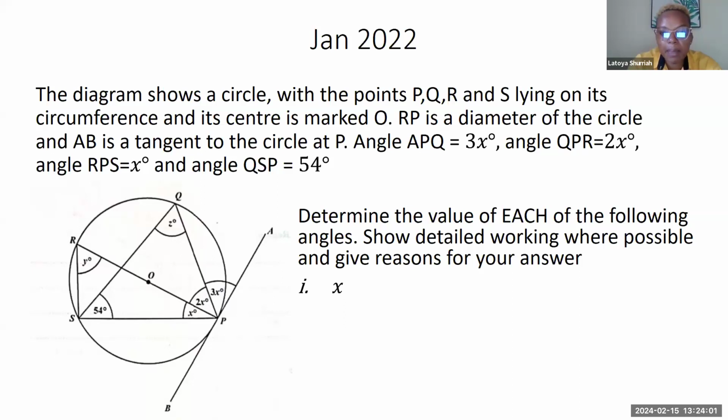Angle APQ is 3x degrees. Angle QPR is 2x degrees. Angle RPS is x degrees. And angle QSP is 54 degrees. Now we want to know what is the value of angle x.